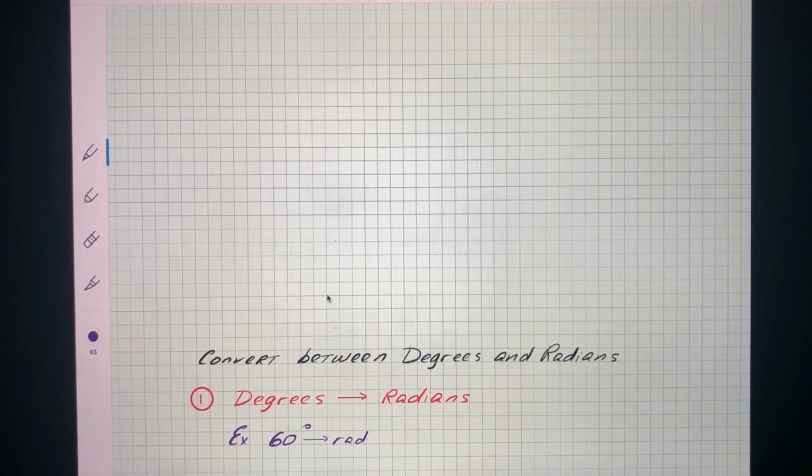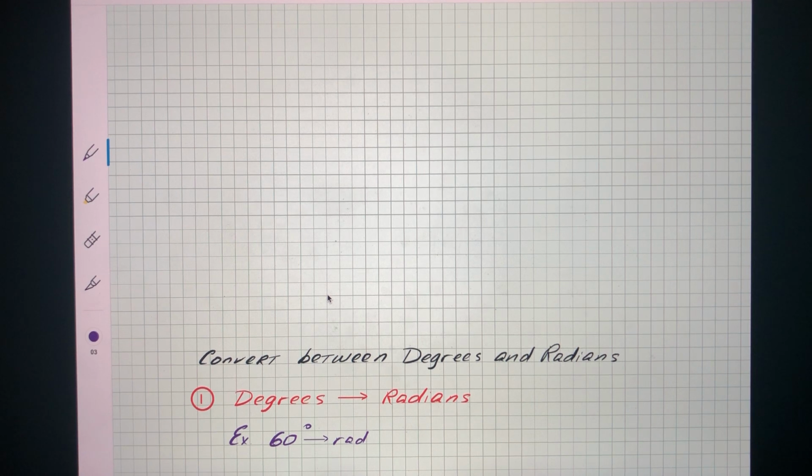Hello, in this video, let's talk about how to convert between degrees and radians. Since we can measure an angle in two different ways, degrees and radians, sometimes the question will be asked in radians, but it would be easier for us to solve it using degrees. So we have to know how to convert from radians to degrees. And sometimes we will simply be asked on a homework or quiz to convert between different measures.